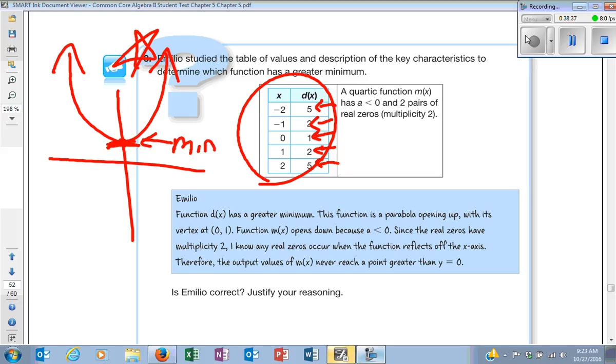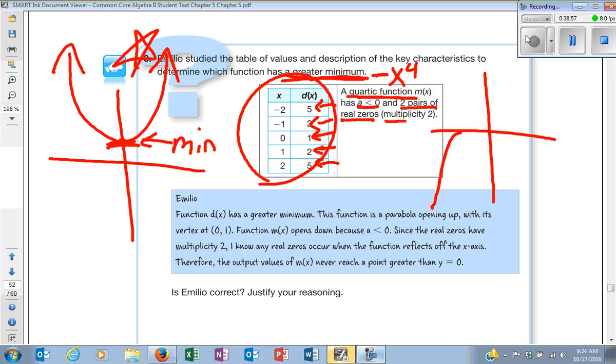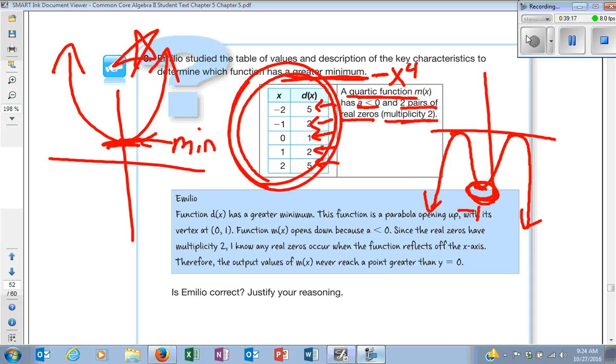But when I come over here, I look at this guy. It's asking me which one has a greater minimum. When I look at this guy, it's a quartic function, which means it's x to the 4th. Its a is negative, so I know that it's a negative value here. And 2 pairs of real zeros. That means that this thing starts down, it hits right there, but when it has a multiplicity, it bounces right back down, goes up, and it's got that twice where it hits it and bounces back down. So right here, the minimum value is negative. I don't care where it is, it's just negative. This guy right here has a minimum that's positive, so I know this guy has a greater minimum value.